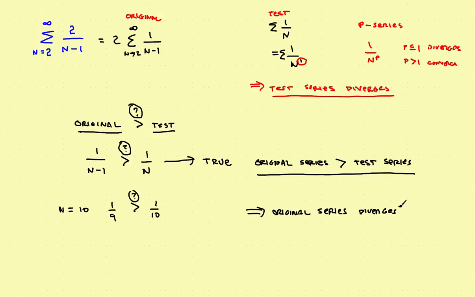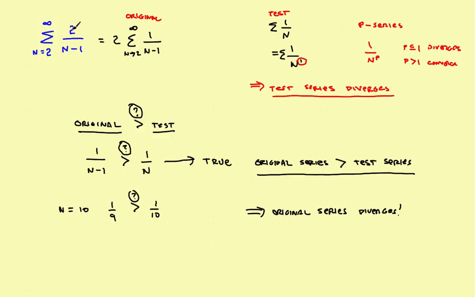So the original series is going to diverge. Okay, so again, the idea is come up with a series to compare it to, figure out what's going on with that test series, then compare the original series to the test series, and you'll know what's going on with the original series. Now, in the next problem, the only difference is going to be this. In this case, the test series diverged and the original series diverged.